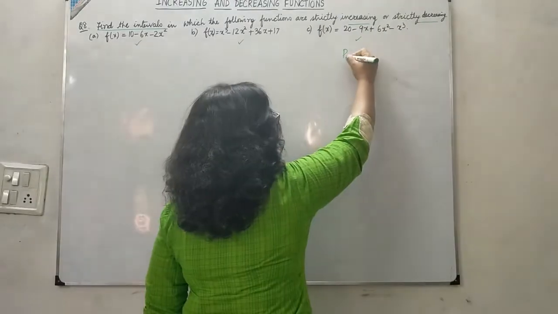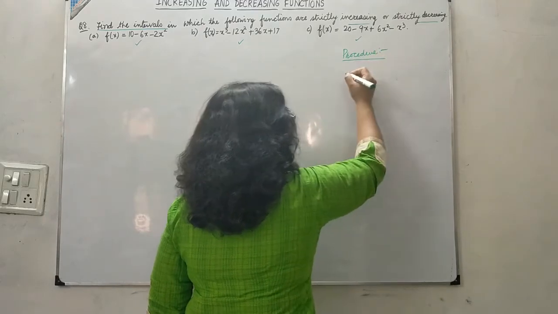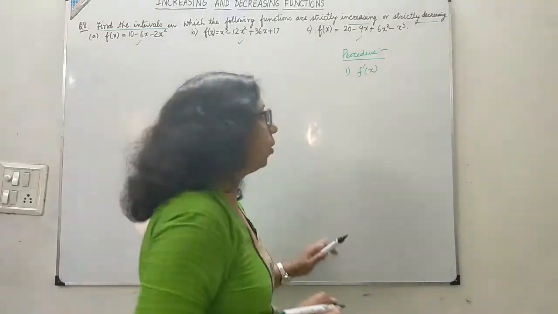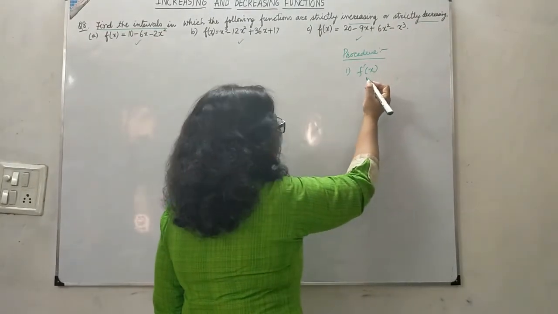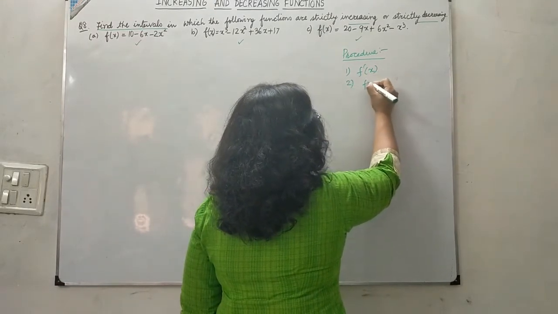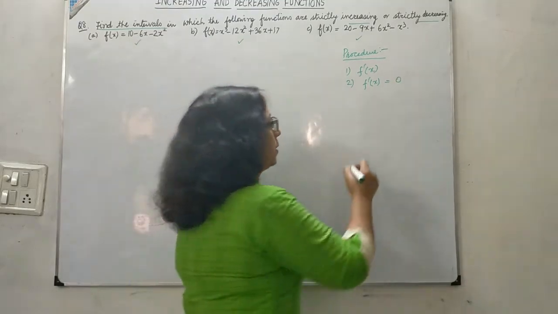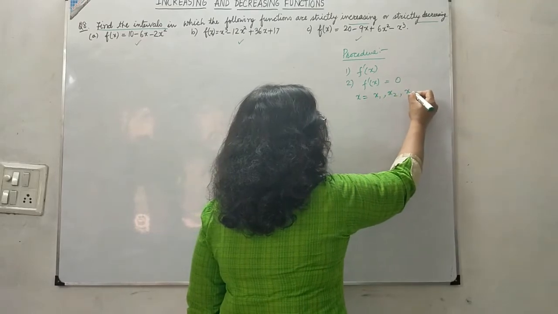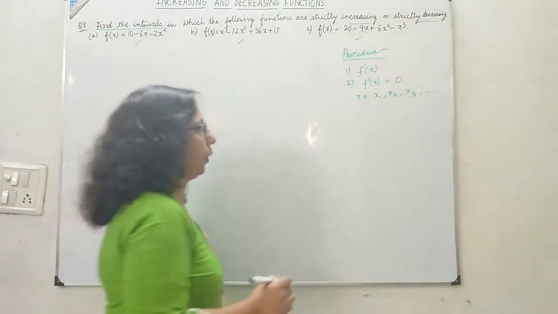Let us recall the procedure first of all. We first find the derivative, as we have done in the theorem. It helps in finding the decreasing or increasing nature of the function. And then in the second part we will put f dash equal to 0. We will be getting some critical points, maybe 2 or maybe 3, etc.